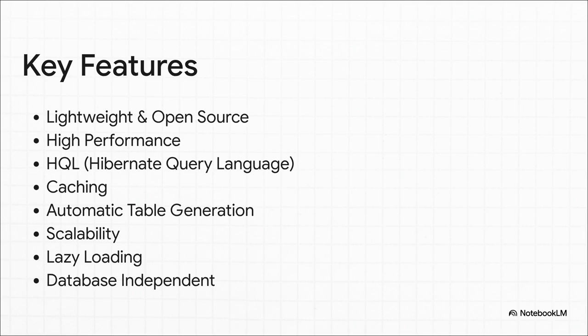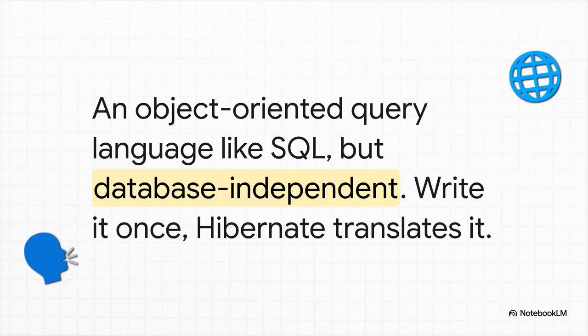But a couple of these in particular are absolute game changers. So let's zoom in on those. First up, we have HQL, the Hibernate Query Language, and this is just brilliant. It looks a whole lot like the SQL that developers already know, but here's the twist. Instead of writing queries about tables and columns, you write queries about your Java objects and their properties. And the best part? It's completely database independent. You write one HQL query, and Hibernate automatically translates it into the perfect SQL for whatever database you're connected to, whether it's MySQL, PostgreSQL, you name it.